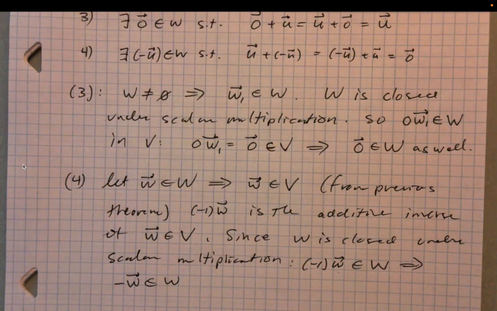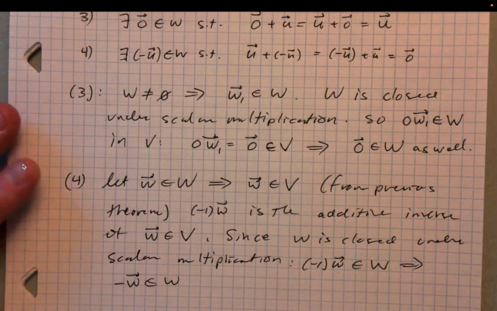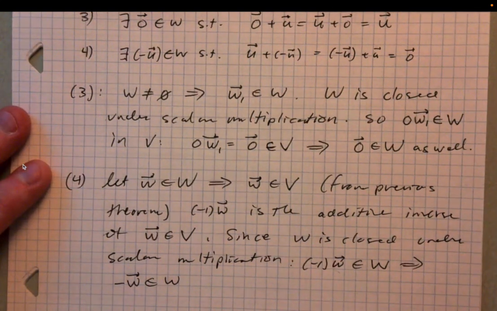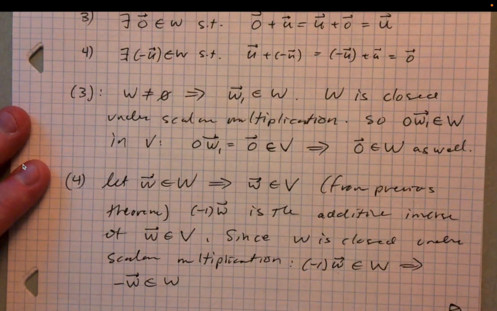So 3 and 4 both rely heavily on the fact that W is closed under scalar multiplication. In order for that to be true, the additive identity and the additive inverse must be in the subset also. And that's it. So 1 through 8 are true, plus closure, so we got it all.